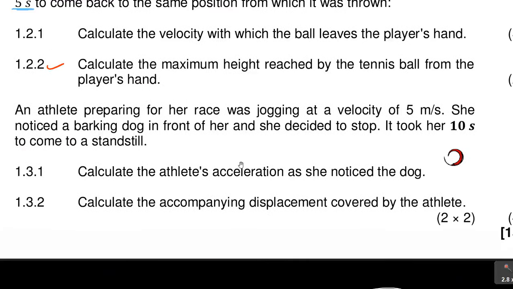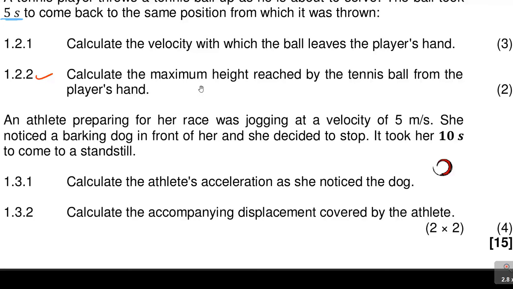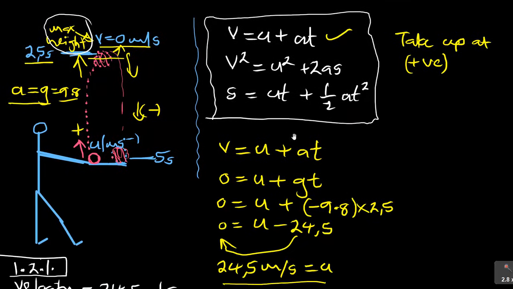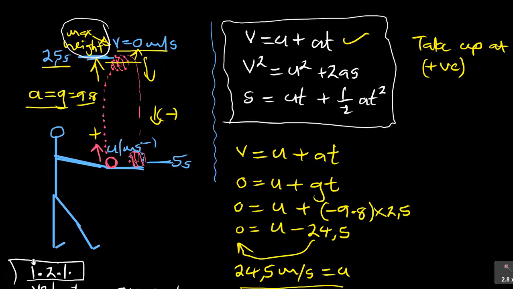1.2.2. Then it says calculate the maximum height reached by the tennis ball from the player's hand. Now we are talking about this part here, the maximum height, where the ball is going to turn from going up to going down. So if we are going to find the maximum height, remember we've got our equations. Now the maximum height is depicted by S. S is the one that is going to tell us the displacement or the height. So you can see that it is in those two equations.